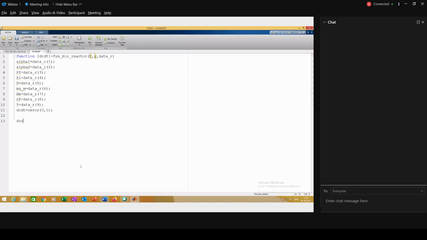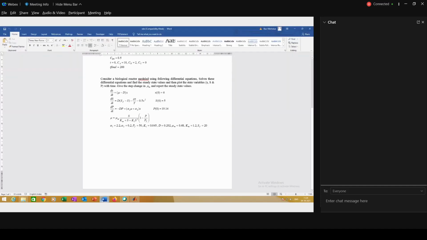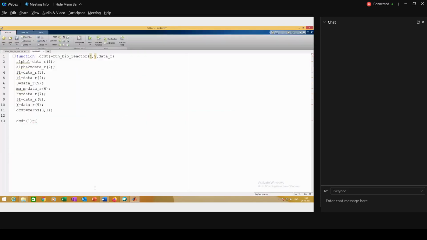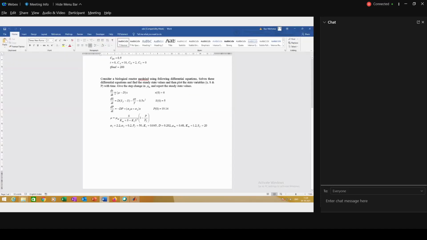Okay. Now let's try to code the differential equation first. So I have dcdt of 1 is equal to mu times x, x is the state variable. So I can write (mu minus d) into y of 1. Correct? Because my first differential equation is x, so this becomes the x element y1.